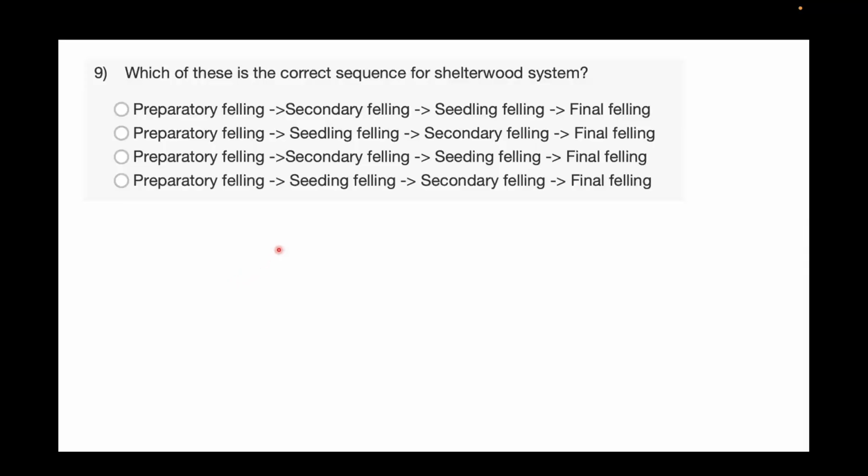This is an easy one. Two options have repeated themselves, so you have to just identify which is the correct one. What are the stages of the shelterwood system?